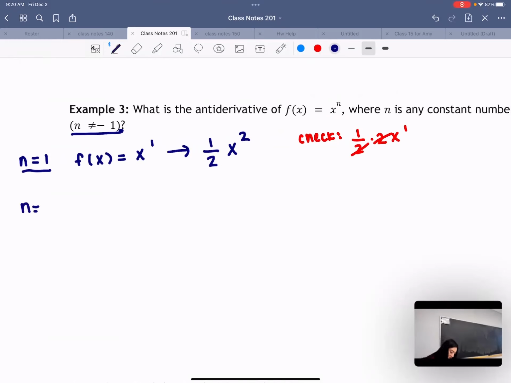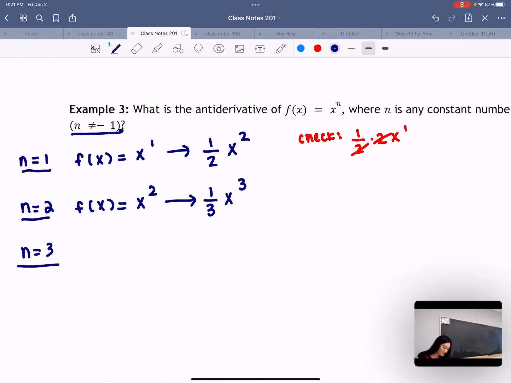All right. Let's make n equal 2. So we're trying to find the antiderivative of x squared. Can someone tell me a function whose derivative is x squared? Zach. I was going to say 1/3 x cubed. 1/3 x cubed. Perfect. All right. What about n equals 3? We want to find a function whose derivative is x cubed. David.